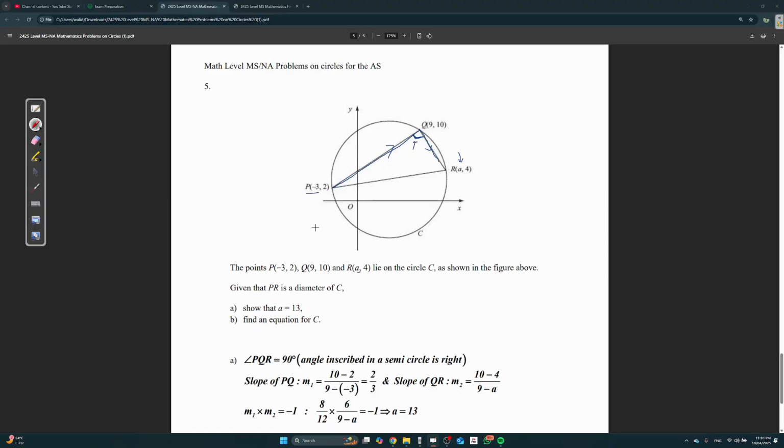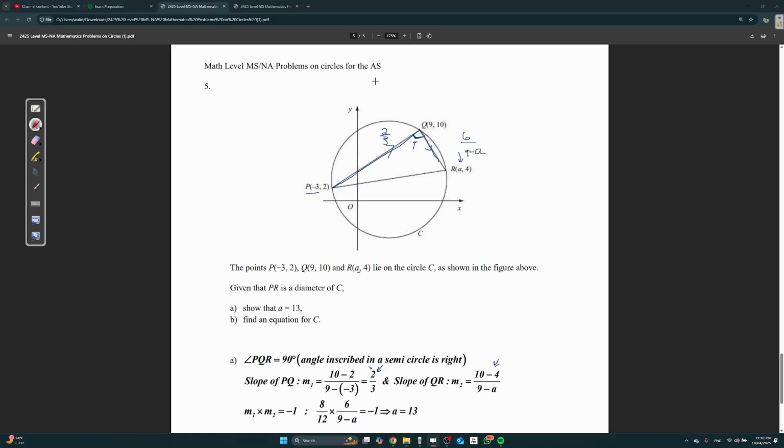Let's find the slope of PQ. It's written here. PQ is y2 minus y1 over x2 minus x1. So 10 minus 2 over 9 minus 3. You get 2 over 3. And then the slope of QR, y2 minus y1: 10 minus 4 over x minus x1, 9 minus a. It doesn't matter the order. So you're going to get the slope of PQ is 2 over 3, and the slope of QR is 6 over 9 minus a.